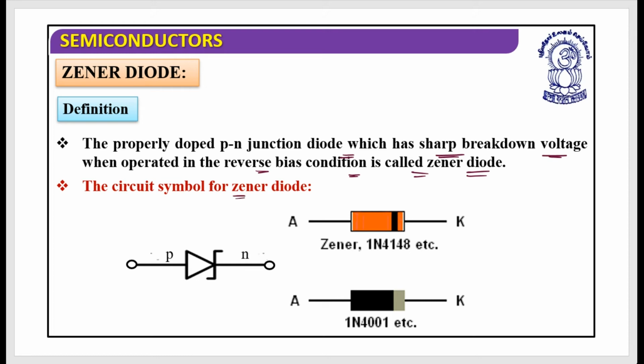The circuit symbol for the Zener diode is something like this, with a Z shape, so these two terms would be there. This is the P junction, and this is the N type material. Again it has an anode and a cathode, and it has a part number like 1N4148, or when we call it a Zener, 1N4001 and something like this. So these are the symbols of the Zener diode.